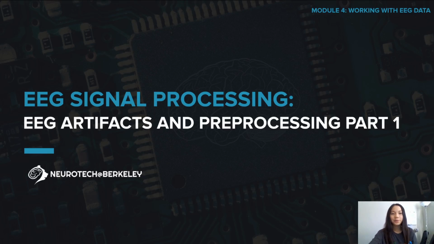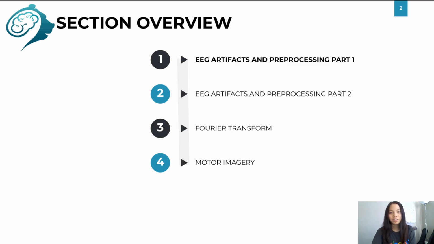Hello, welcome to section 2 of module 4, working with EEG data. This lesson is going to be about EEG artifacts and pre-processing, part 1. Note that section 2 is going to be long and it covers a lot of content for working with EEG data, so I hope you bear with me, since these technical concepts are going to be very important when it comes to working with EEG data. So let's jump right into it.